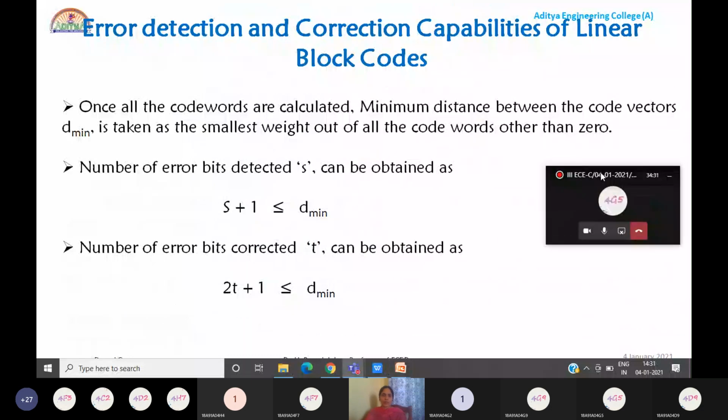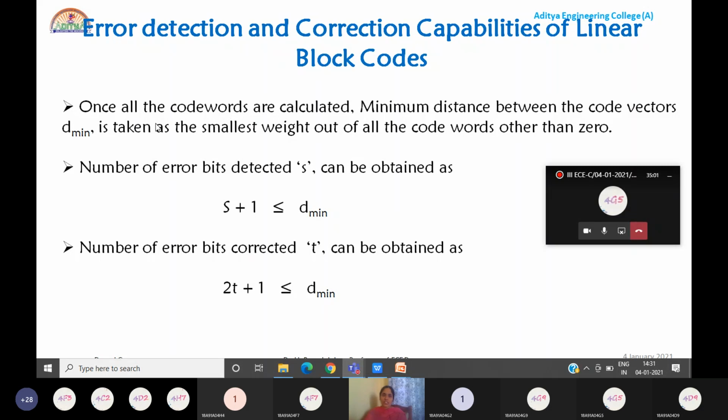Once all the code words are to be calculated, how can you calculate a code word? Message multiplied by the submatrix. The message will differ based on the combination. For example, if there are 4 message bits, in total you will have 16 combinations. For all the 16 combinations, you need to evaluate the corresponding code words.